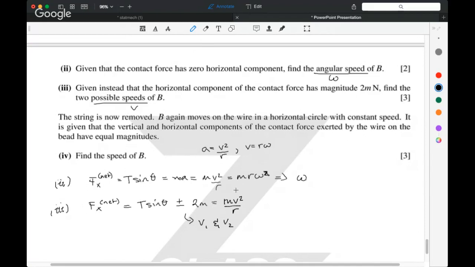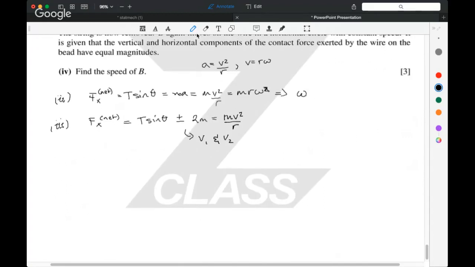So very last question. The string is now removed. So now we've got no string pulling from above. We've only got this motion in a wire with constant speed. And we're told that the vertical and horizontal components of the contact force have equal magnitudes. So we know that, for this question, and how do we know what these things equal?